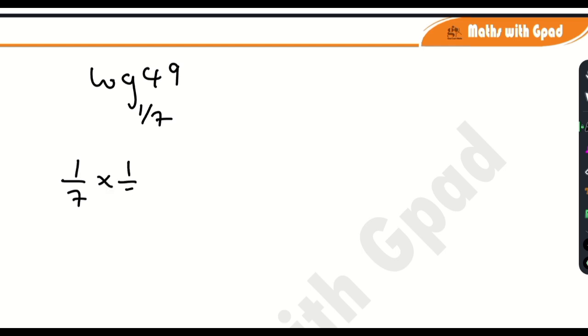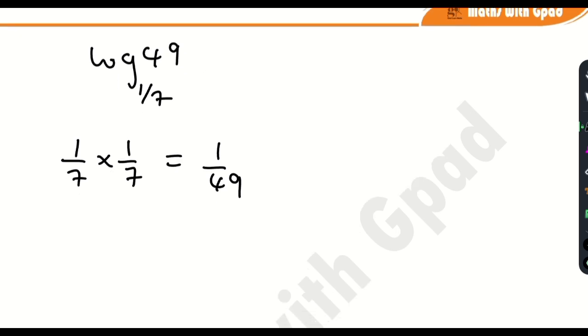1/7 times 1/7 is what? 1/49. But the issue we have is that this 1/49 is not the same thing as this 49 we have here. So what are we going to do? How do we make 1/49 become 49? Easy. We take the reciprocal of 1/49.